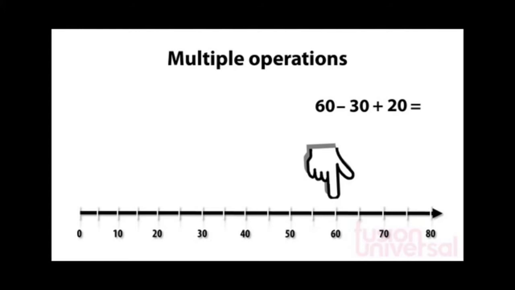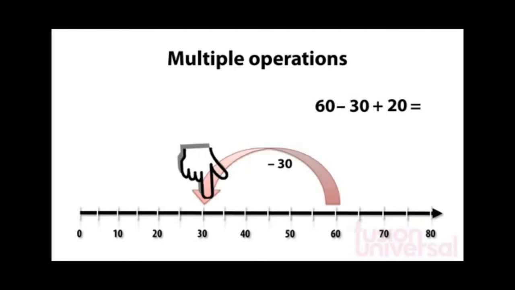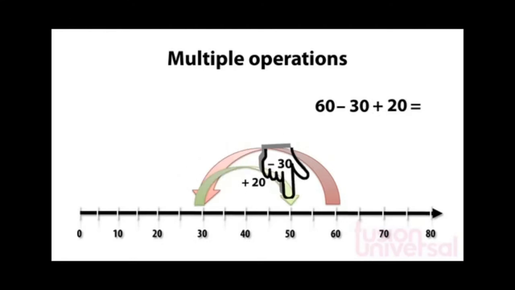Let's look at a different example with larger numbers where we have had to extend the number line. Our calculation is 60 subtract 30 plus 20. Let's start at 60 and take away 30 to give us 30. Then add 20 to give an answer of 50.